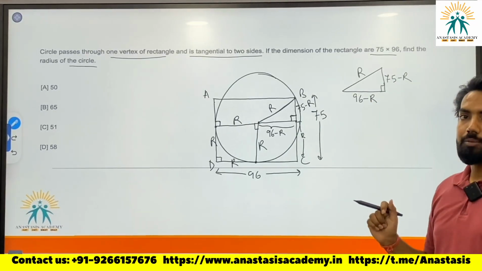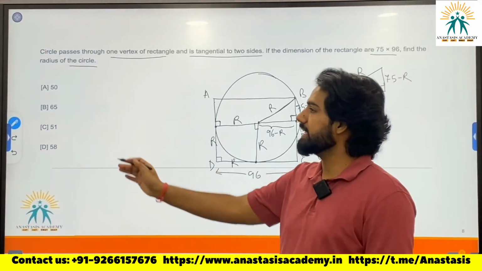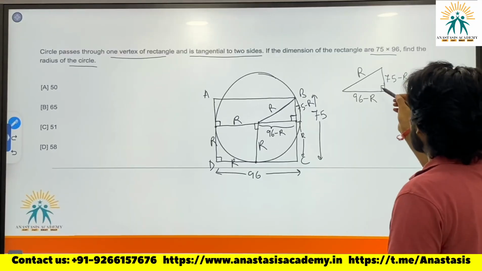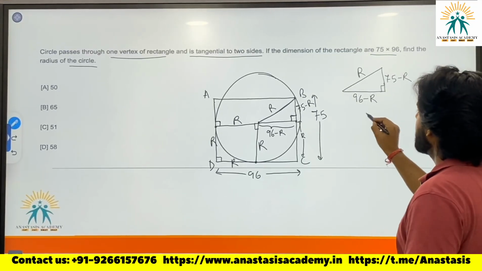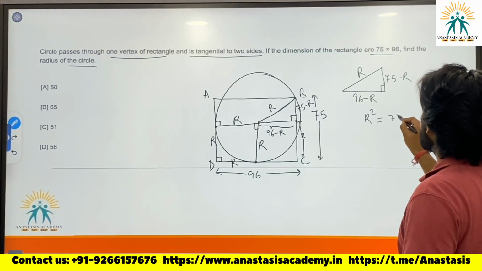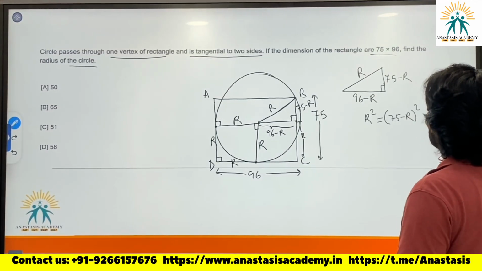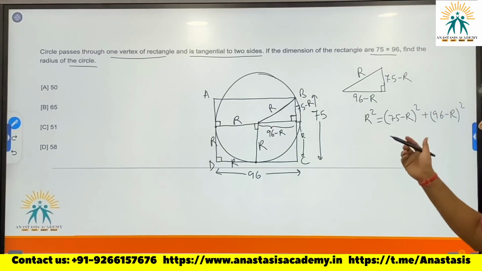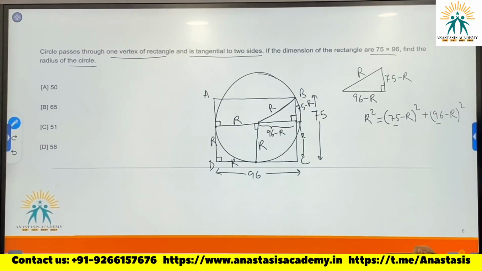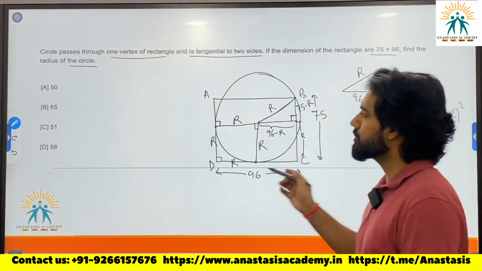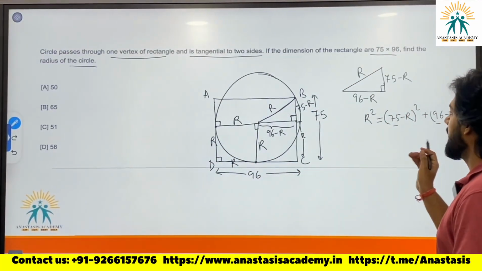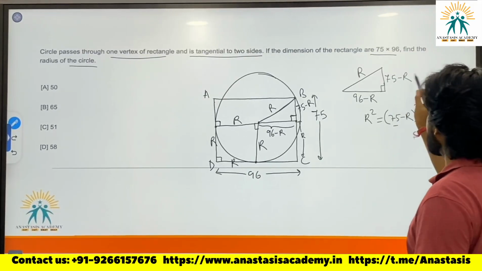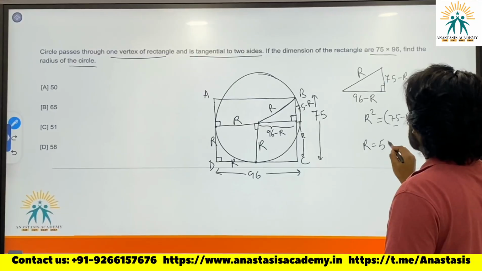Now we can proceed to the options, just plug in the options and see which satisfy the Pythagorean triplet. Or we can use the Pythagoras theorem to make an equation, that is R squared is equal to (75 minus R) whole squared plus (96 minus R) squared. It involves so much calculation, squaring 75 and 96. So the smart approach would be to plug in the options. When we plug in the options, option C, that is radius equal to 51, satisfies the given scenario. Let's just put R equal to 51.